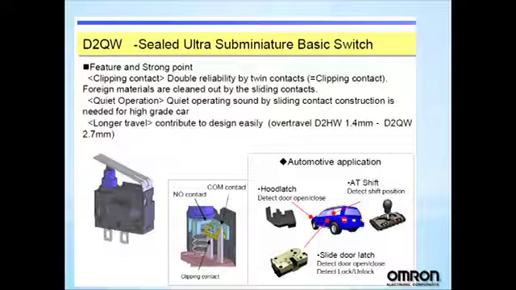Because of the sliding contacts, they're also self-cleaning, which allows it to be used with other types of chemicals that a snap action switch cannot be used in because they're self-cleaning. It also has a long travel, and it's very similar to the D2HW, so it can be used in similar types of applications. However, where these applications require no snap action sound or they need self-cleaning contacts, this switch would be ideally recommended to be used in this type of application.